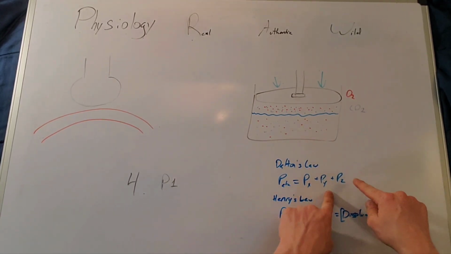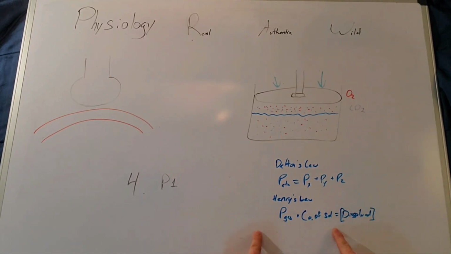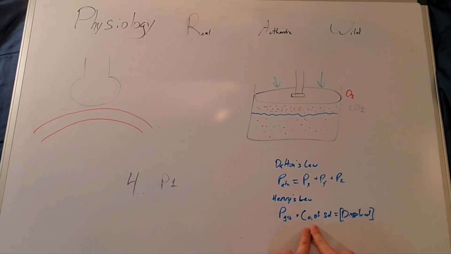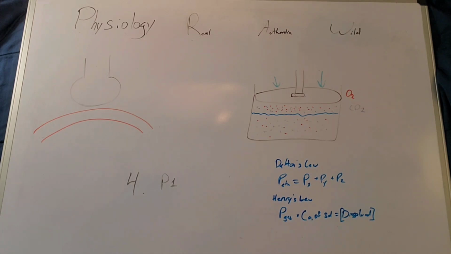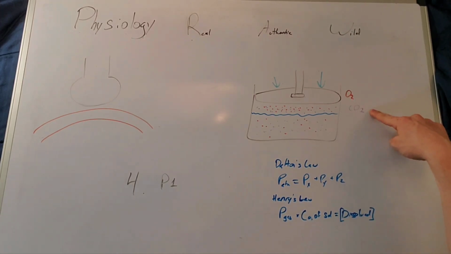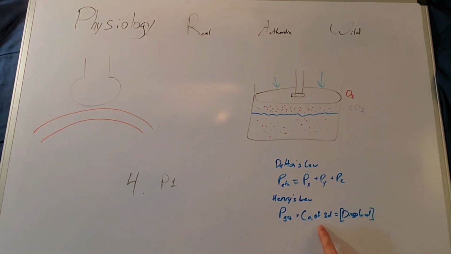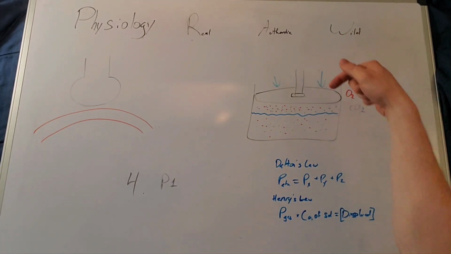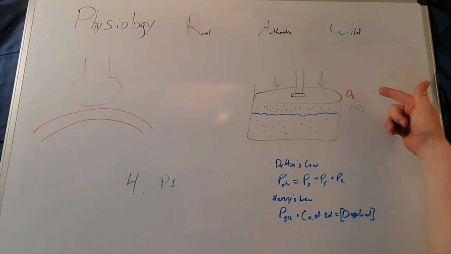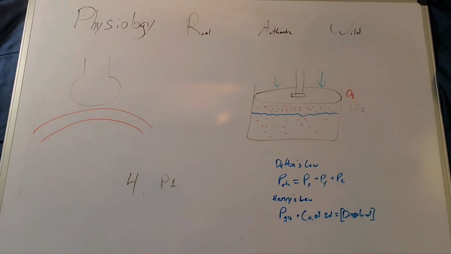So how much pressure comes from each individual gas? Henry's law tells us we could take the pressure of oxygen, plug it into Henry's law, and then use the coefficient of solubility of that certain gas. So if I remember right, carbon dioxide has a higher coefficient of solubility than oxygen, so it'll dissolve more with less pressure that is required. Yeah, okay.